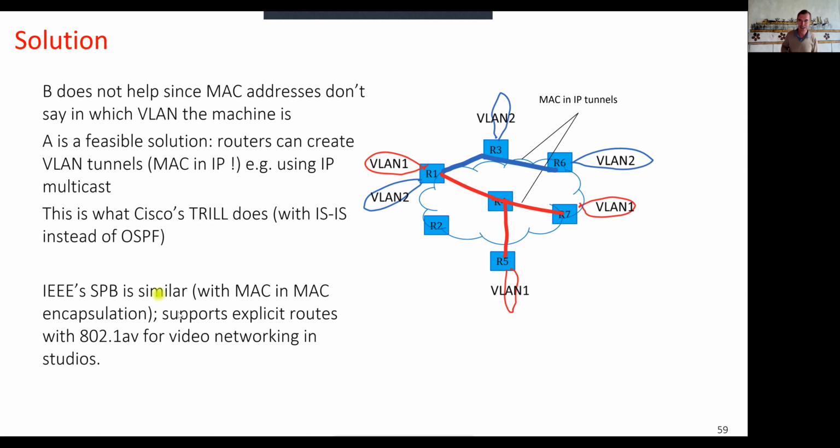So they will do exactly like OSPF. They will have a topology database with all the MAC addresses that are visible everywhere, and that will give much more support. This is used, for example, in high-end bridge networks, for example in video studios, where for some reason they use MAC layer only. Then you can do explicit routes, and then you can allocate the bandwidth that is needed for the very high bandwidth of the paths that support the video.